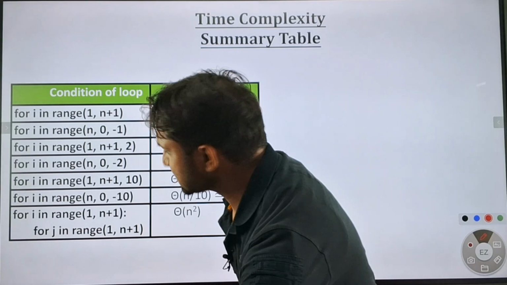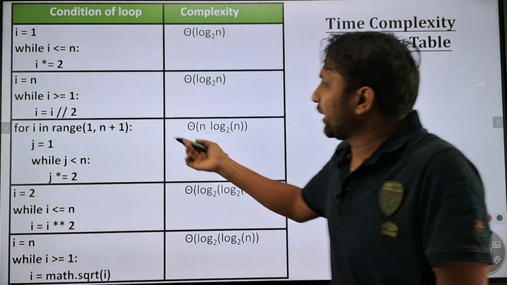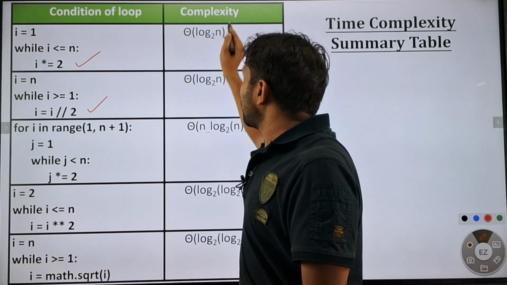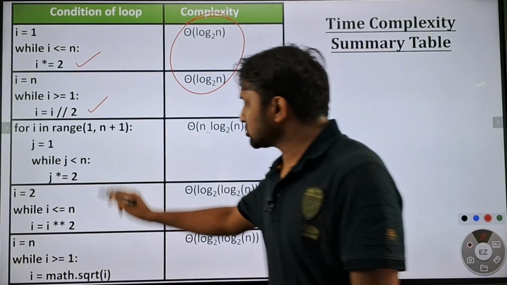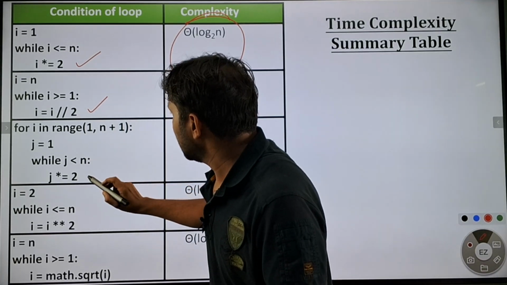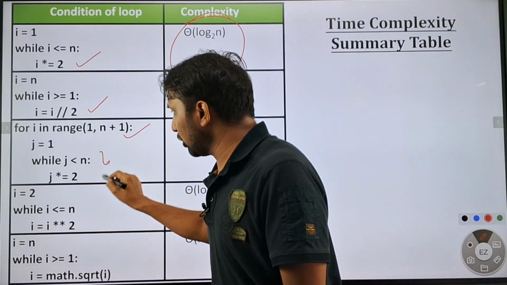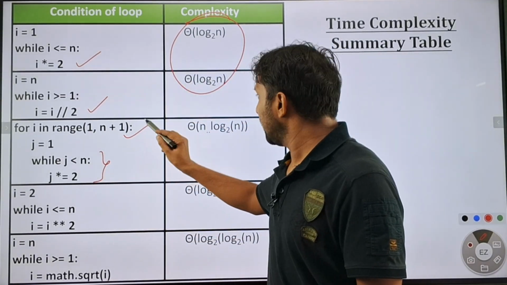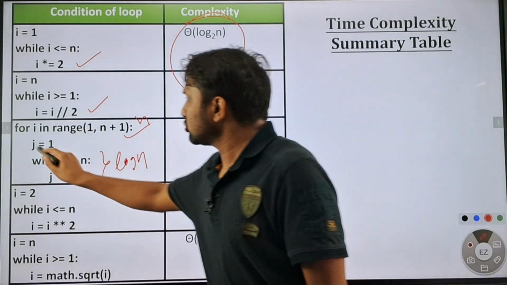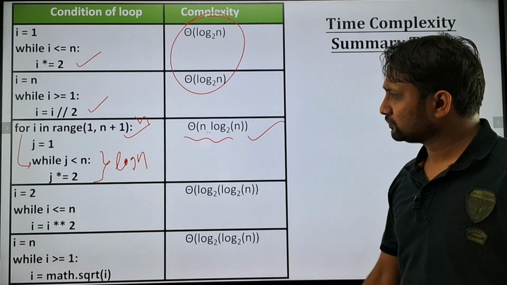Some more we discuss. We already know that by thumb rule, when we see multiply and divide, the time complexity will be log n. Here we are again multiplying. Here is the outer loop and there is the inner loop. The outer loop is executing n times, the inner loop is executing log n times. So time complexity will be n into log n. Yes, we know this also.